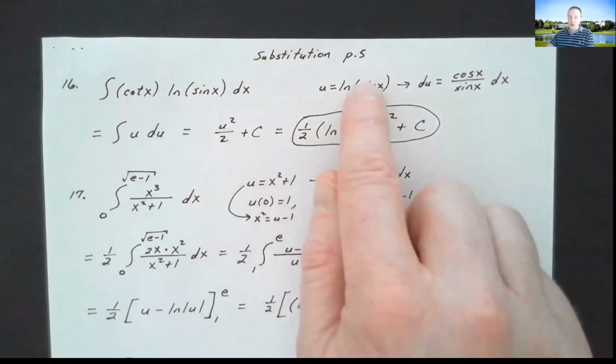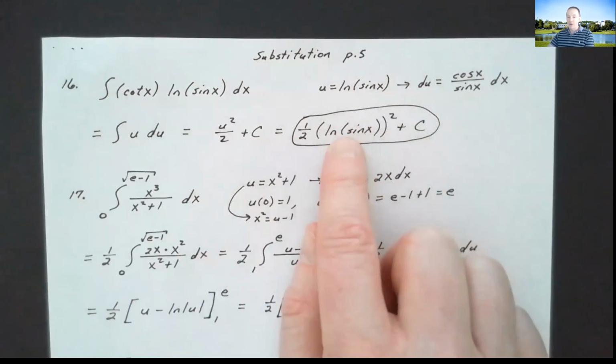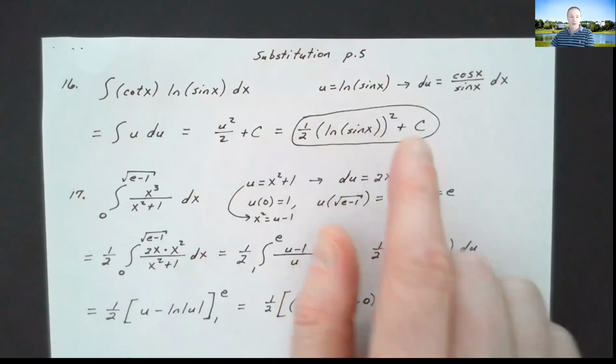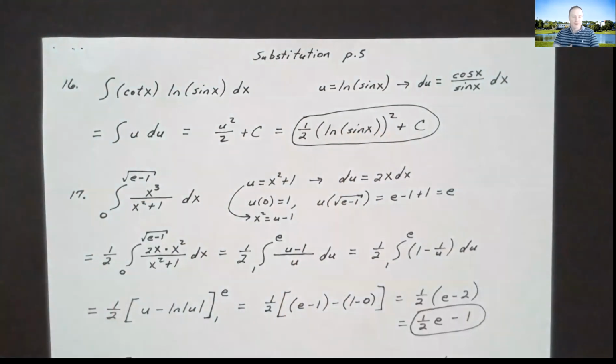It was a result of plugging the substituted value back in. So you don't need any absolute values in this problem. Now, for number 17, we have the definite integral from 0 to the square root of e minus 1 of x cubed over x squared plus 1 with respect to x.